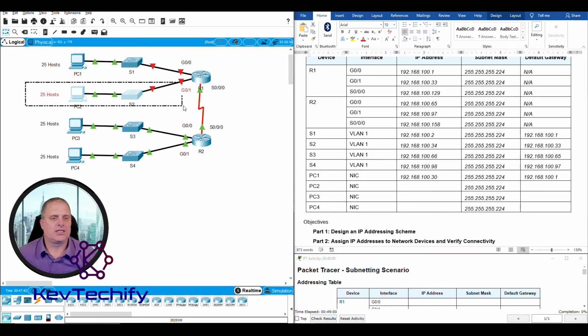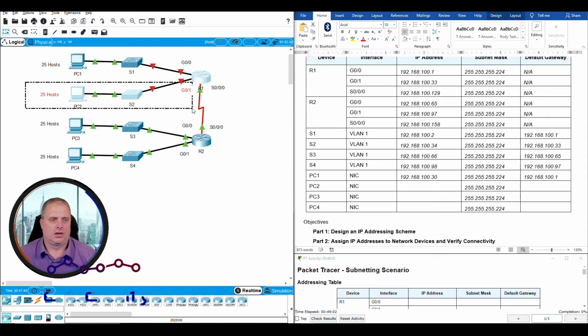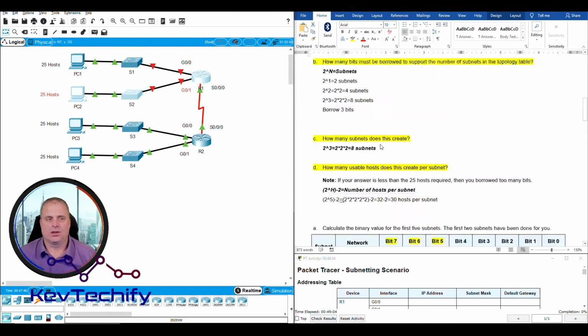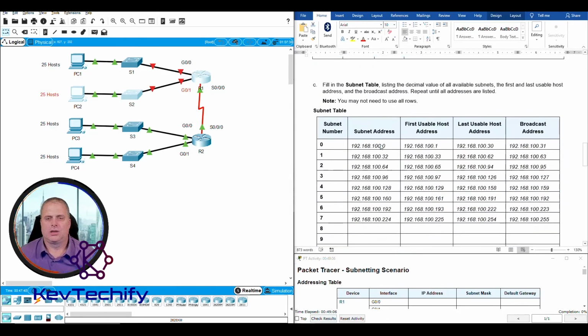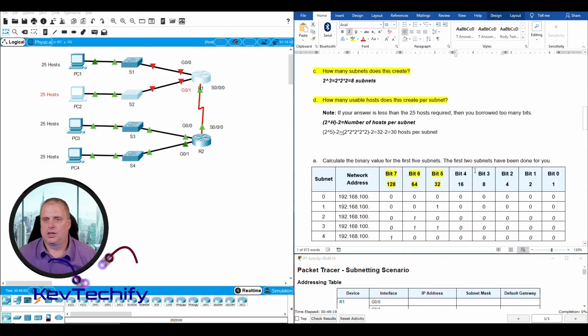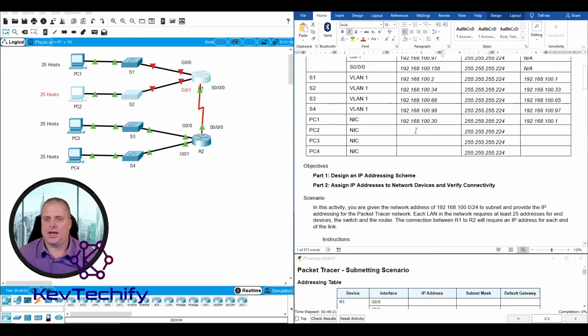PC2 is on our second network, subnet 1 here. This is our network address. First usable, last usable is right here. 192.168.100.62 is our PCB address. 192.168.100.62, our last usable address in that second network.